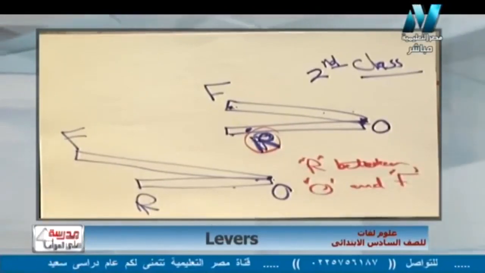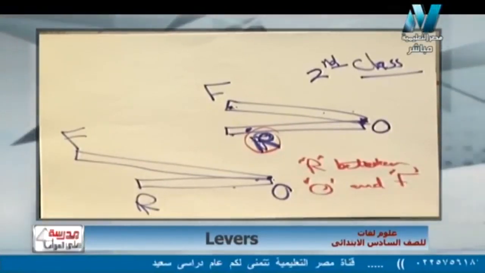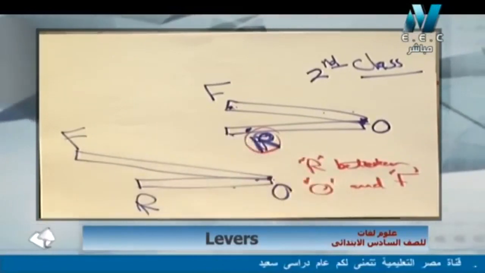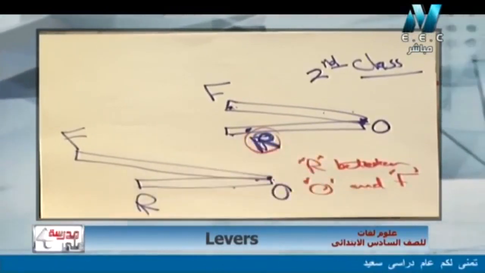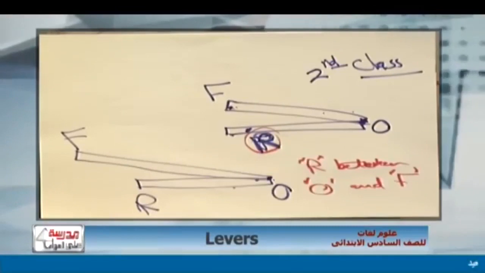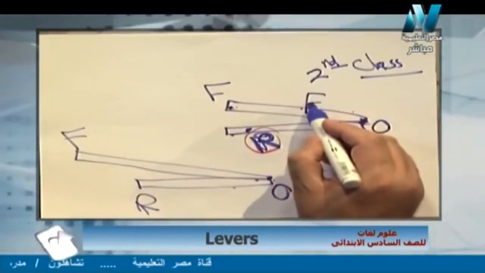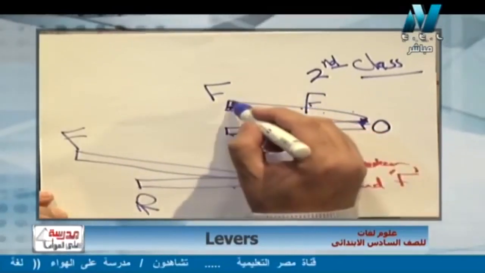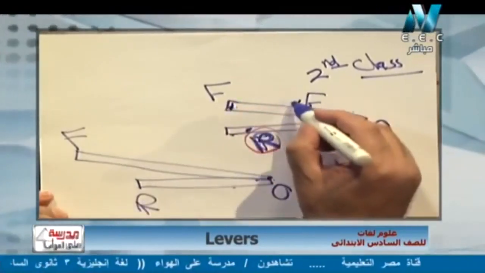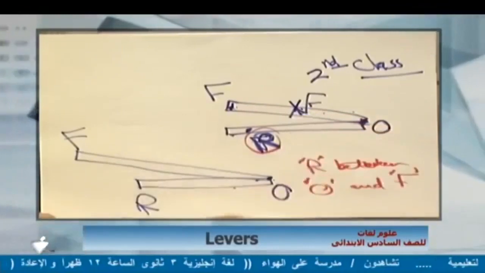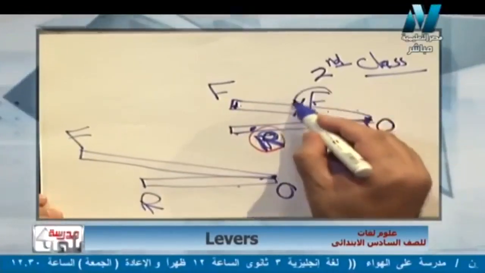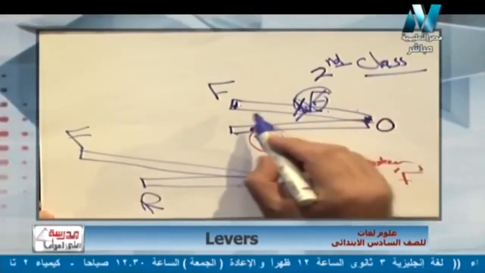Resistance is the one between O and F. So please note resistance is the one outside. Sorry, resistance is the one in the middle. I'm sorry. And effort force is the outside point. But someone might say, can I push from here so that F is here? You can push from here, but of course pushing from here would be better. Here the pushing would be more tiring. So the effort force is not in the middle, it is outside.